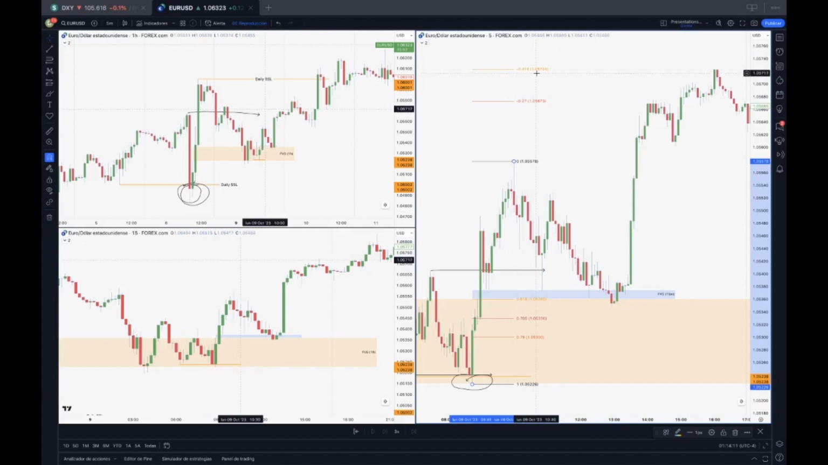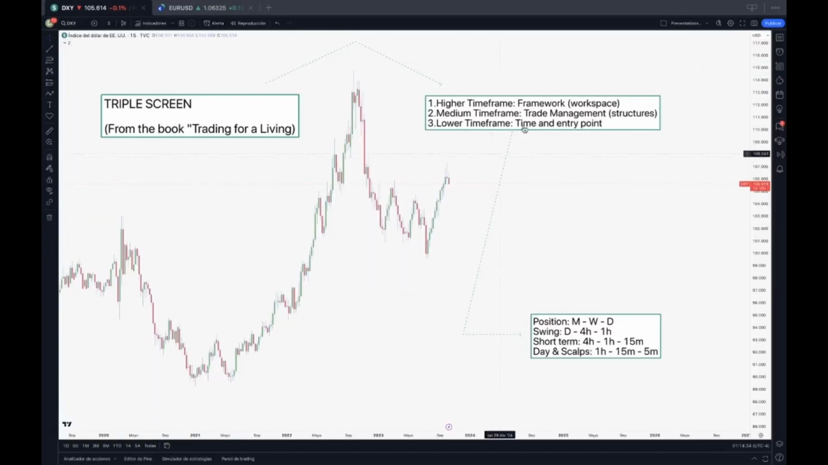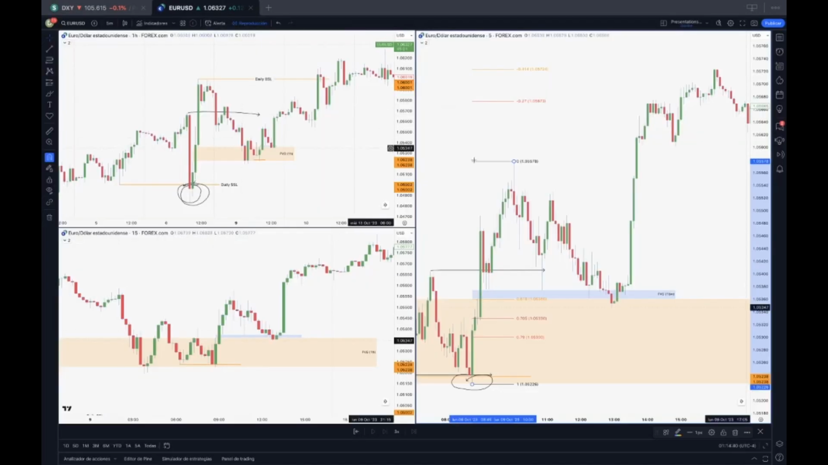It is 1.05724. I want you to see the high of this candle right here. It is 1.05724. Exactly the extension. That will be our first take profit. But since we're working on the triple screen, the higher time frame is our workspace. So we are attacking the daily buy side liquidity, since we already took the daily sell side liquidity. So this will be our final take profit point.